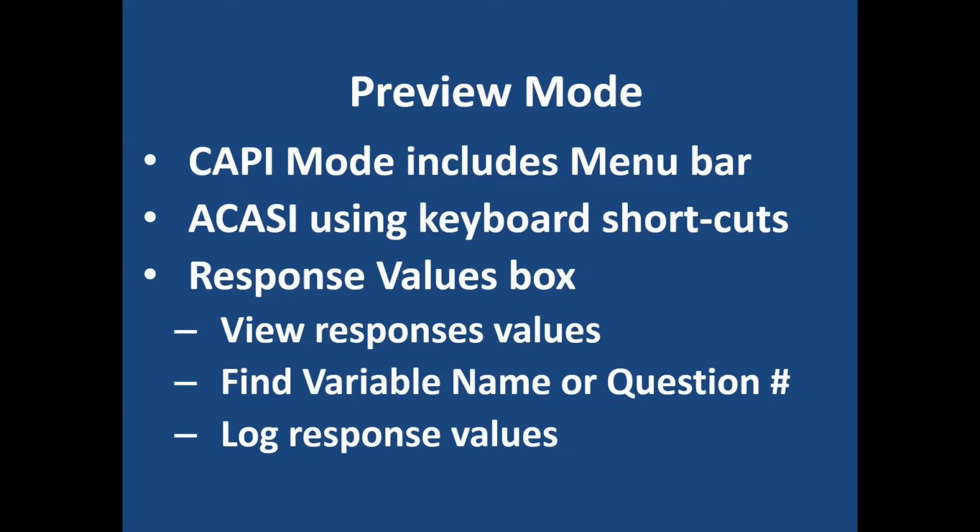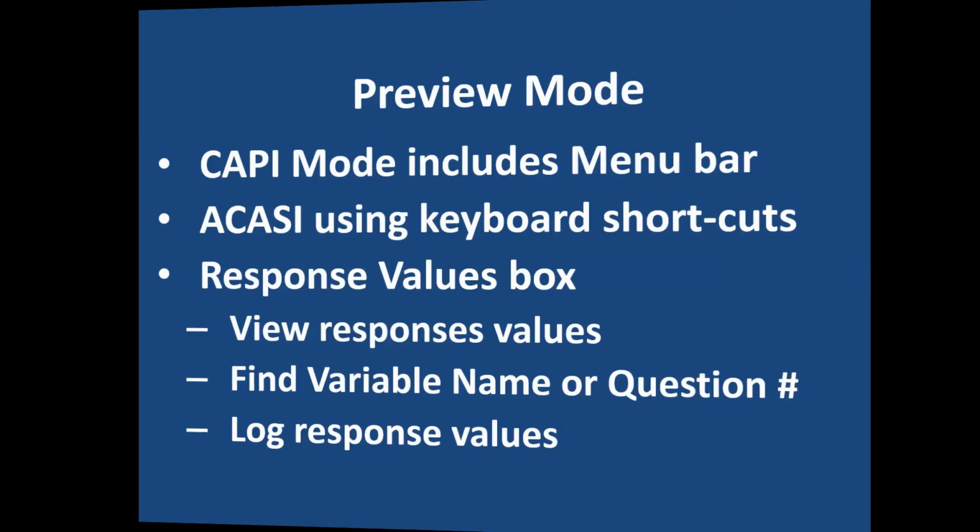While in preview mode, you can use the CAPI menu or ACASI keyboard shortcuts to access options. You can review all response data at any time in a response values box and easily find what you're looking for with the variable name or question number search options. You can also activate the logging feature and even add comments. All of this facilitates testing skip instructions, edit elements, and the calculation of automatic variables. We'll take a look at how this works with a sample questionnaire.